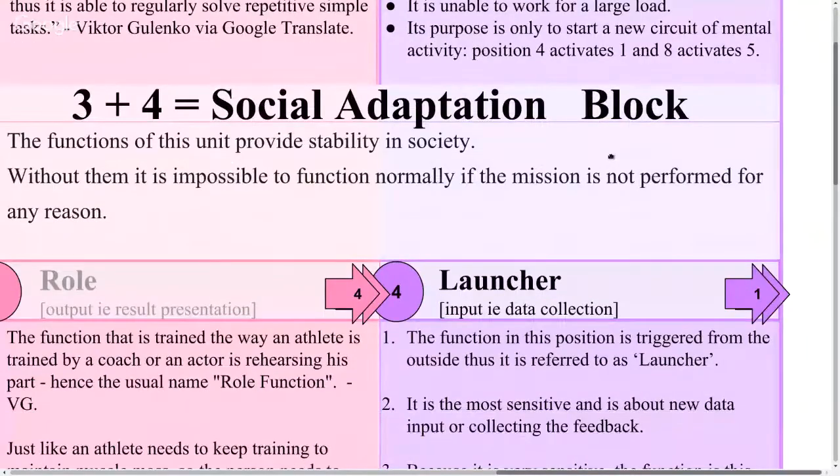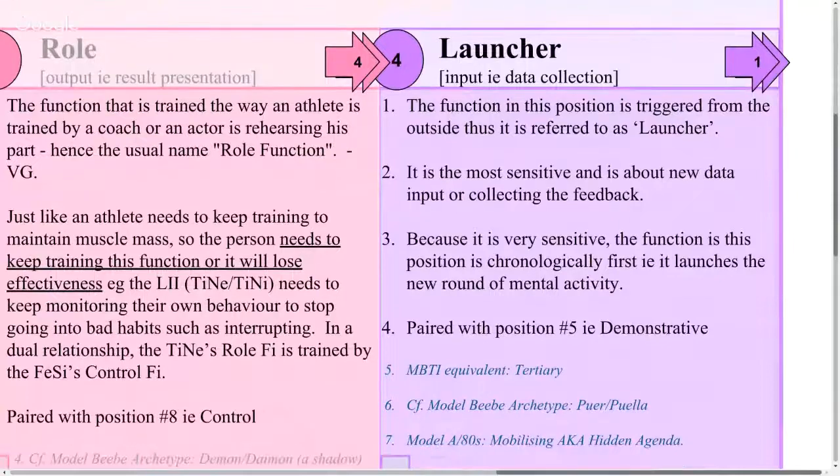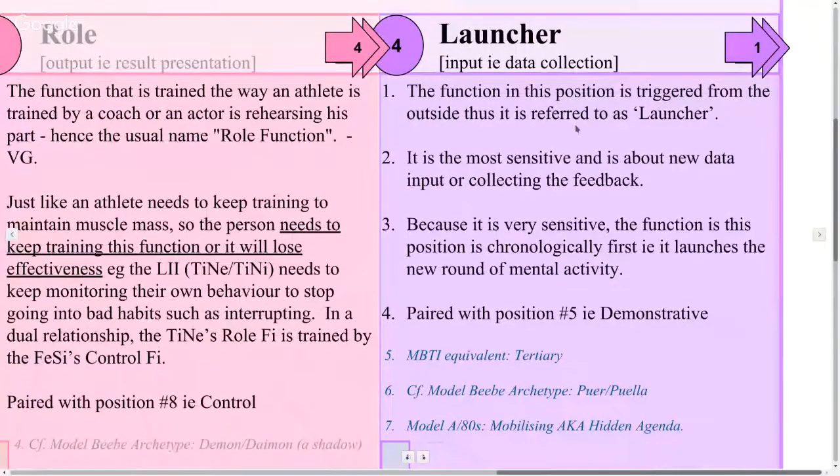Launcher. Input, i.e. data collection. The function in this position is triggered from the outside, thus it is referred to as launcher. It is the most sensitive and it is about new data input or collecting the feedback. Because it is very sensitive, the function in this position is chronologically first, i.e. it launches the new round of mental activity.